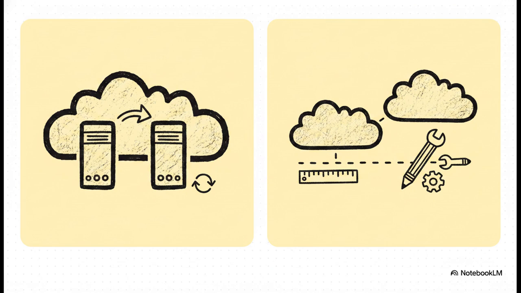High availability, or HA, happens automatically within a single region. It's built right in. Disaster recovery, or DR, on the other hand, deals with cross-region redundancy. And this requires your active architectural design. You just can't rely on default settings if an entire region drops offline.